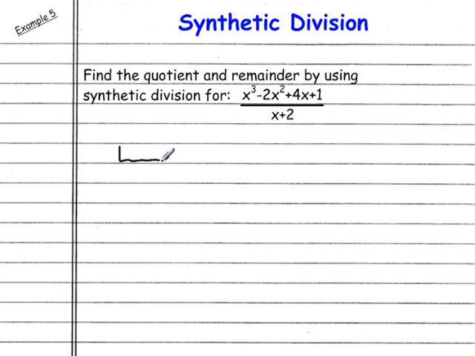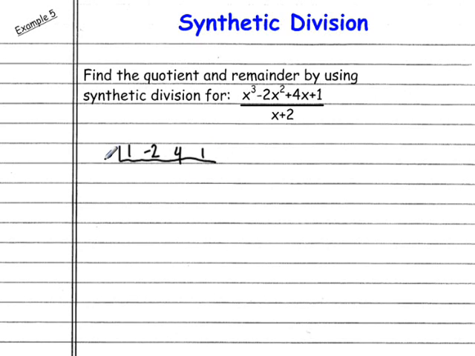We write our upside down long division symbol, and we write the coefficients only of the dividend, making sure to include 0 as the coefficient for any missing term, and of course making sure that we have our dividend in order before we write down the coefficients. So we do have x to the third, x to the second, x to the first, constant term. Everything appears correctly. So the coefficient of x cubed is 1, the coefficient of x squared is negative 2, the coefficient of x is 4, and finally our constant term is 1.